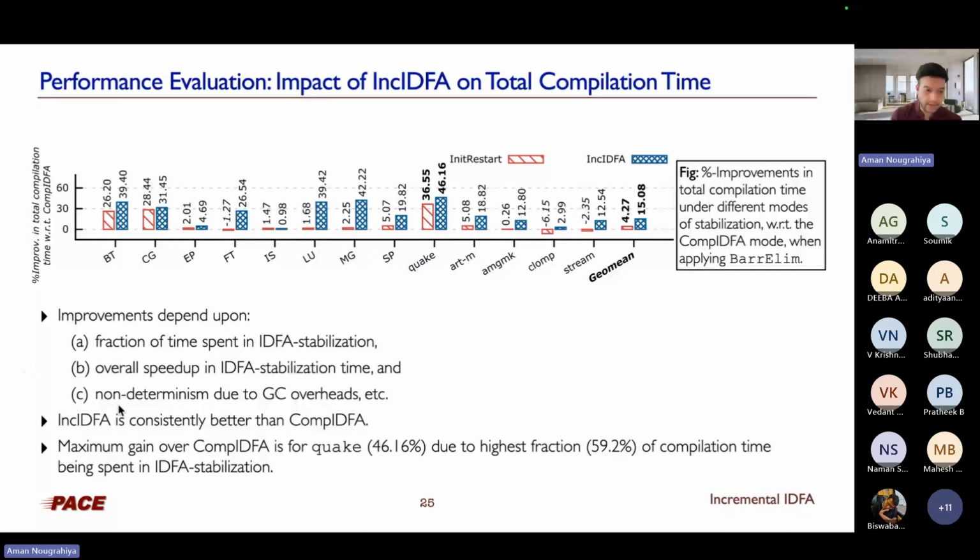Okay, so we can see again that Inc IDFA is consistently better than Comp IDFA, and the maximum gain was obtained for Quake, because 46.16 percent is the improvement. 59.2 percent of the compilation time was actually spent in IDFA stabilization time. So, Biswa, that's to answer your question about what fraction IDFA stabilization takes as compared to compilation time. It can be as high as 59.2%.